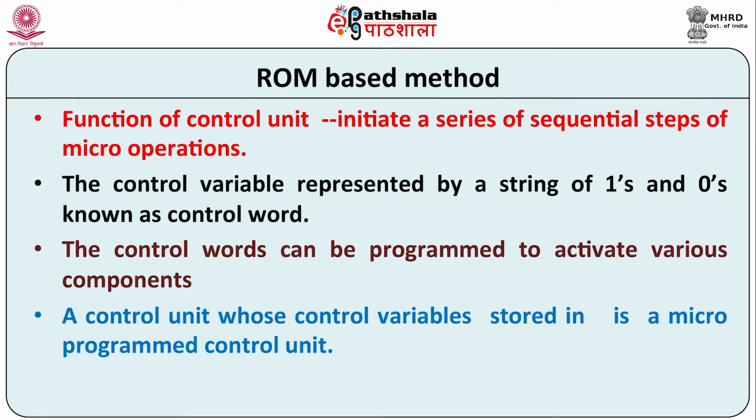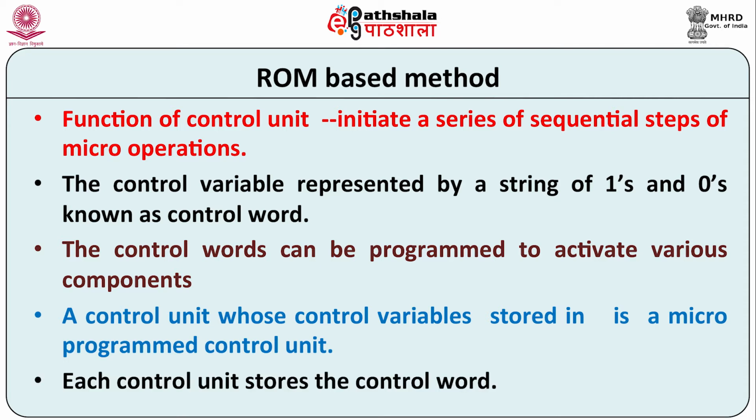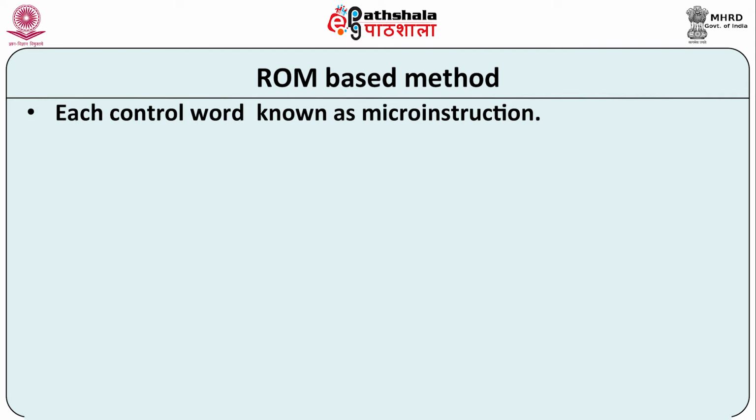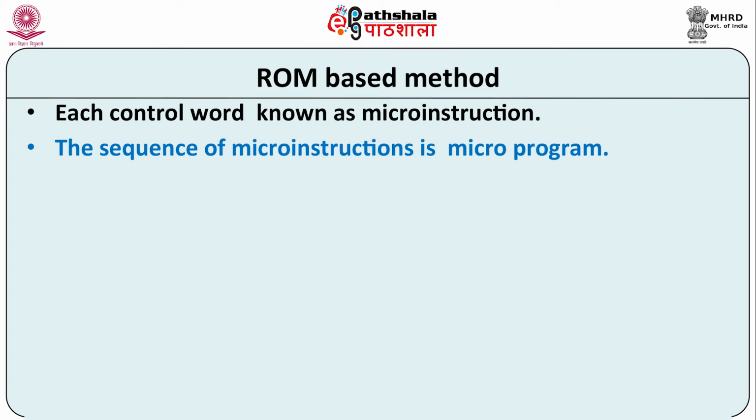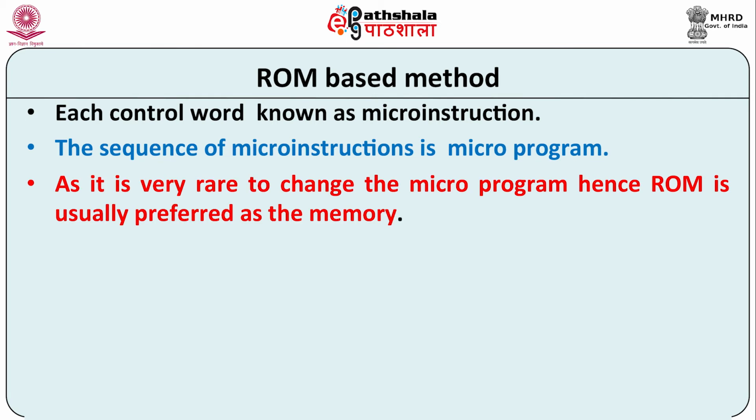A control unit whose control variables are stored in a memory in an organized manner is called microprogrammed control unit. Each control unit stores the control word. Each control word of the memory is known as micro instruction. The sequence of micro instructions is referred to as microprogram. As it is very rare to change the microprogram, hence ROM is usually preferred as the memory.